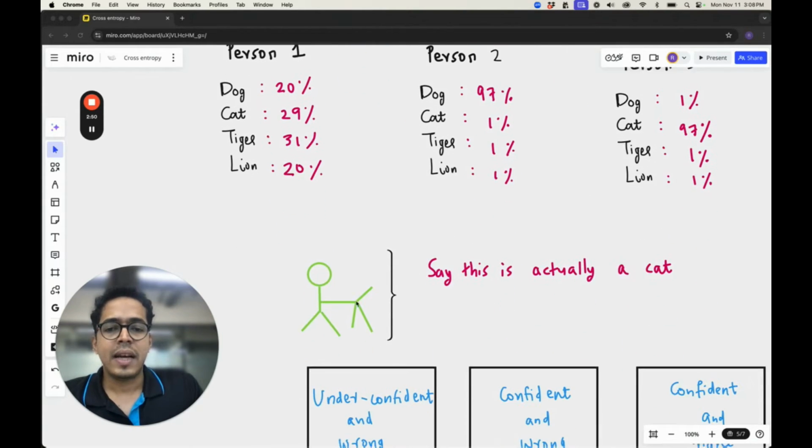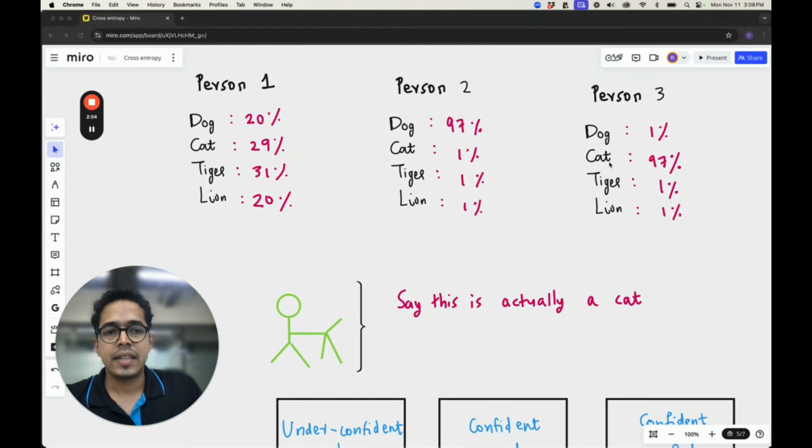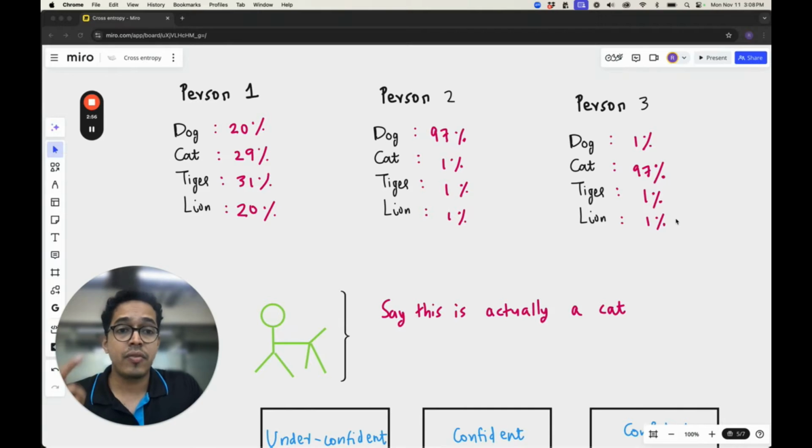Now, imagine that this stick figure was actually that of a cat. Now you can see that person 3 is confidently right. Person 2 is confidently wrong. And person 1 is underconfident and wrong also, because person 1 has attributed highest probability to tiger. Cat has the second highest probability. So person 1 and person 2 are wrong. But person 2 is wrong in a disastrous way, because they are saying that it's a dog with 97% probability, while the stick figure is that of a cat.